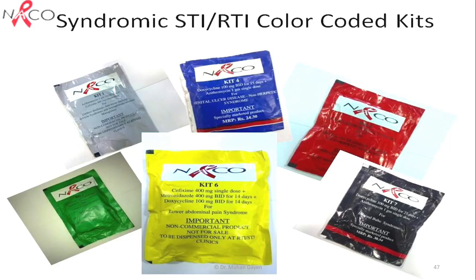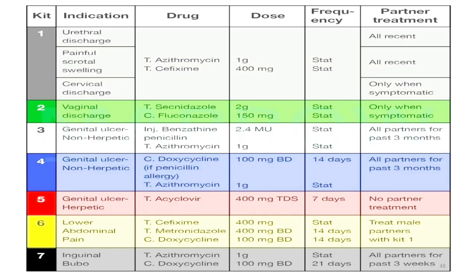These are the color-coded kits provided by NACO, and compositions are mentioned over the packet. Kit 1 is gray in color. It is given in case of urethral discharge, painful scrotal swelling or cervical discharge. Composition of the kit is tablet azithromycin 1 gram, tablet cefixime 400 mg. Kit 2 is greenish in color. It is indicated in vaginal discharge. Composition is tablet secnidazole 2 gram and fluconazole 150 mg.